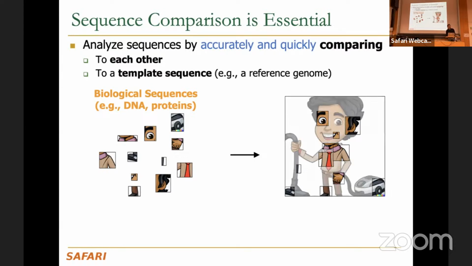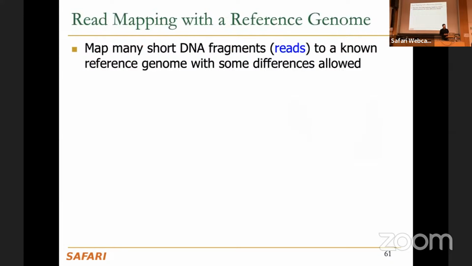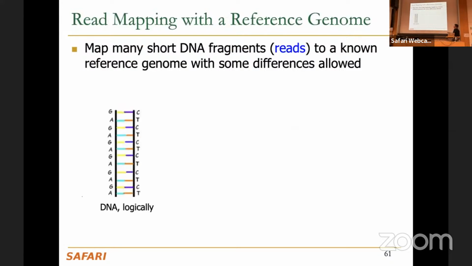Or you may have a template, which we call a reference genome. As in the puzzle-solving case, you have a picture that you look at and try to identify whether this region belongs here or somewhere else, right? So this is how you would use the reference genome. But the idea is essentially to understand where these sequences are coming from and what their exact differences to each other are. And this is essential to understand the functionality of a sequence because it enables us to identify mutations, diseases, and so on.